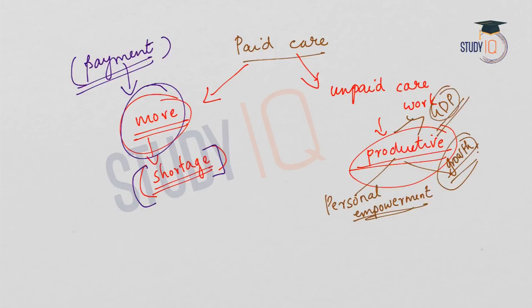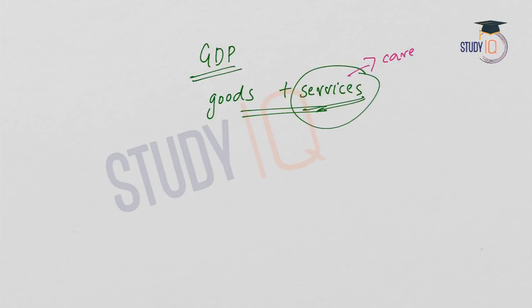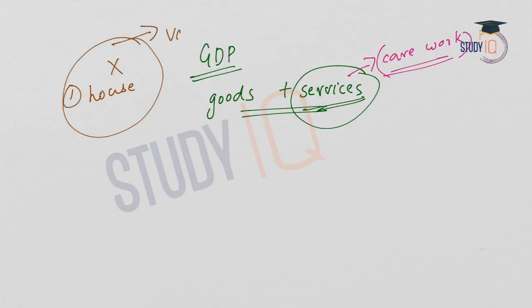How will this happen? GDP means gross domestic product. It is the monetary value of all the final goods as well as services produced in an economy within a financial year. So here the services are also included and care work is a service. When we talk about GDP, one thing we must remember is that household services, that is the services of housewives, mothers, etc., are not included in GDP because we are not able to estimate the value of these services. So here let us assume that the paid care sector improves.